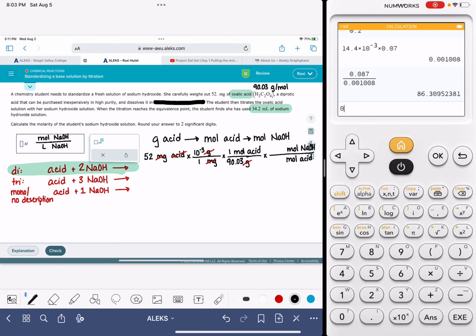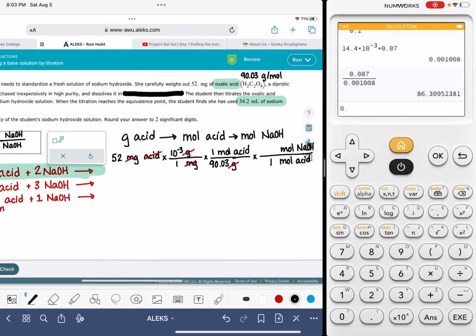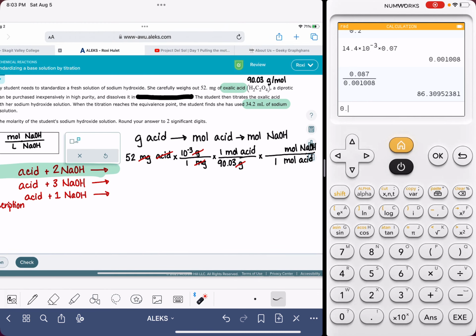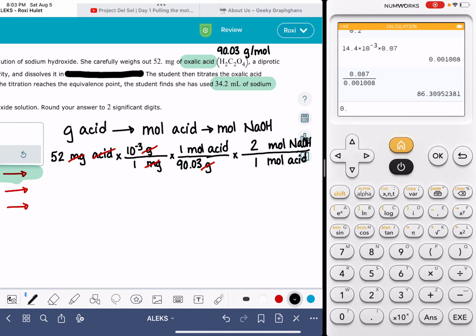For all of these reactions, for every single one of them, the stoichiometric coefficient on the acid is 1. And the stoichiometric coefficient on the base is either going to be 1, 2, or 3. Because I have a diprotic acid, my stoichiometric coefficient for NaOH is a 2. So that's going to cancel out my moles of acid, and when I do all the math on this, I'm going to be in units of moles of NaOH.